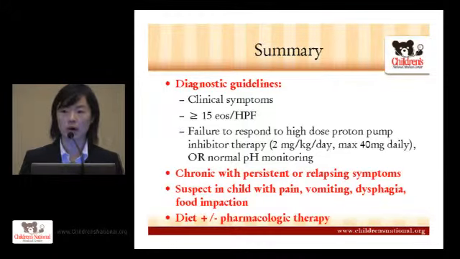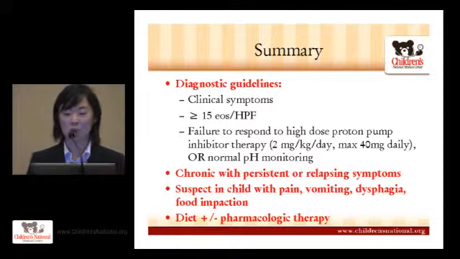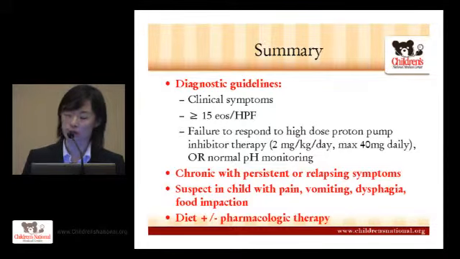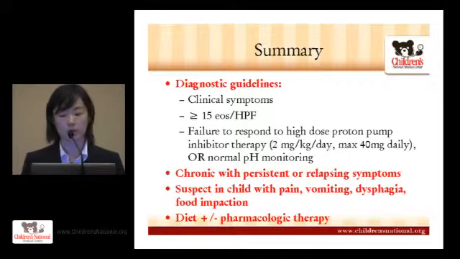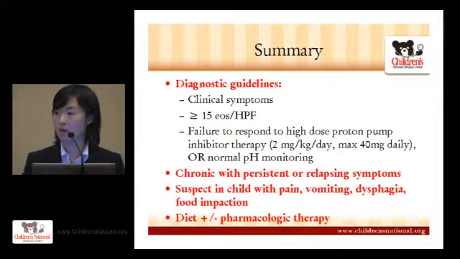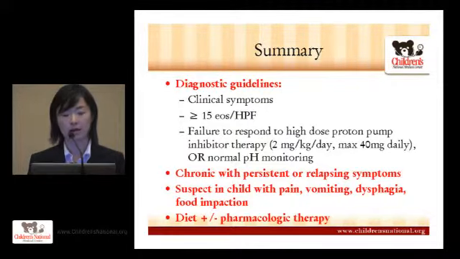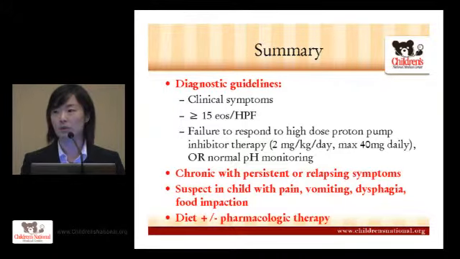15 eosinophils per high-powered field. Failure to respond to high-dose acid suppression, namely 2 mg per kg per day of a PPI, or normal pH probe monitoring. Those were also required. EE is a chronic condition with persistent or relapsing symptoms, and I hope you would suspect it in any child who has abdominal pain, vomiting, dysphagia, or food impaction. And again, the mainstay of therapy is diet, plus or minus pharmacologic therapy.